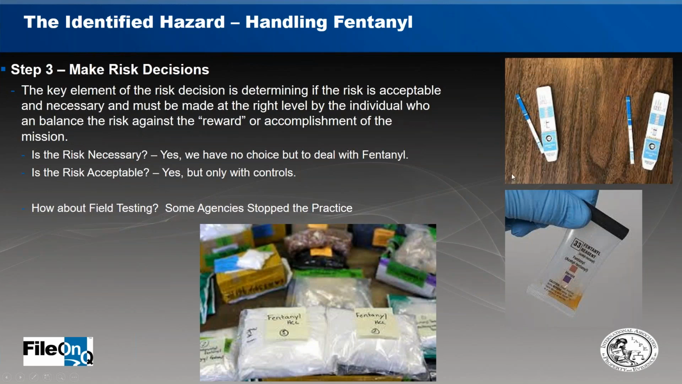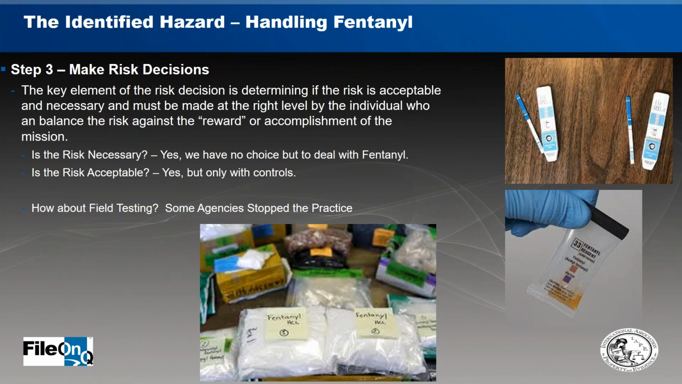Next, you're going to make risk decisions. The key element of the risk decision: is it acceptable and necessary? Let's face it, some agencies actually stopped field testing all fentanyl and required it to be submitted for testing. When fentanyl was first coming out and it was a big hazard, and we were starting to be made aware of it, some agencies just stopped field testing that altogether. Others did not.